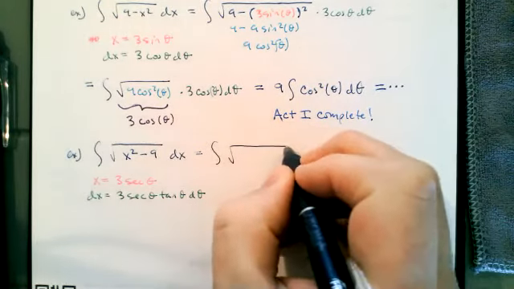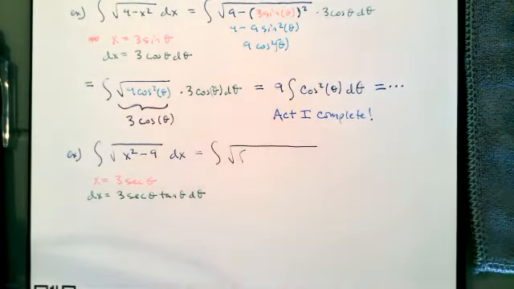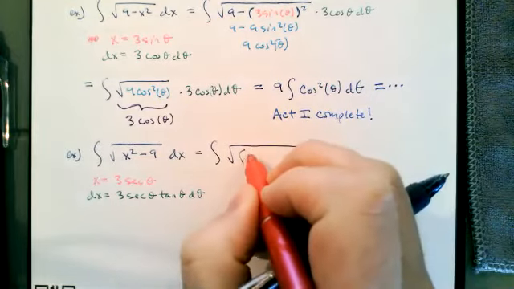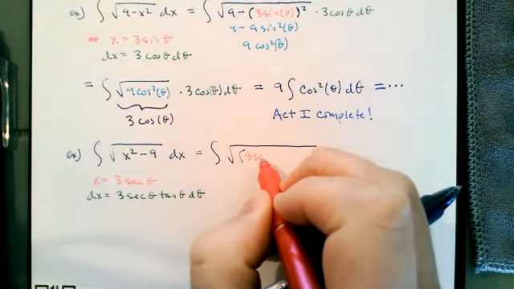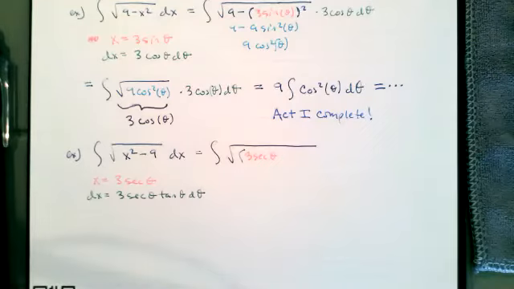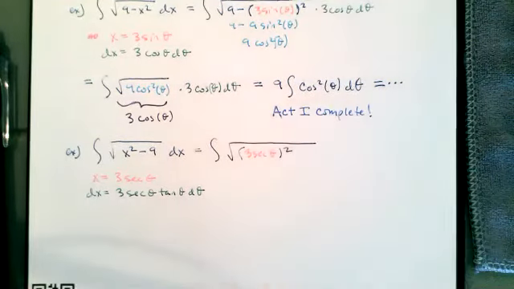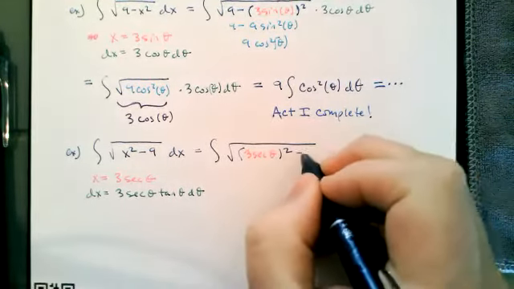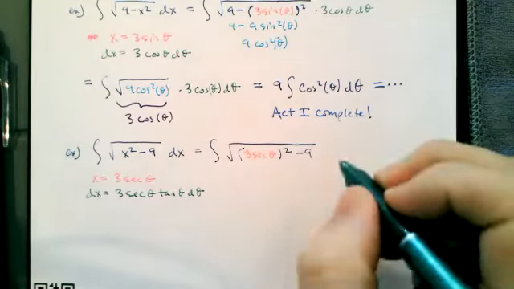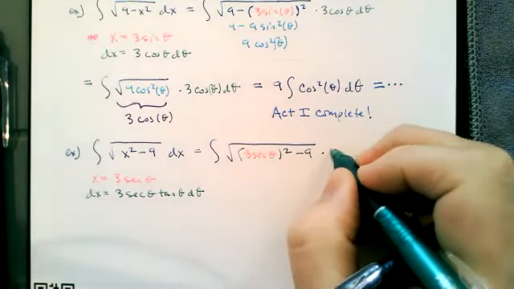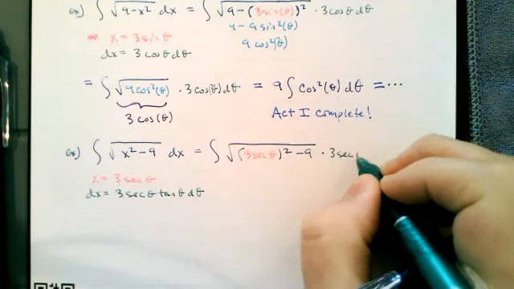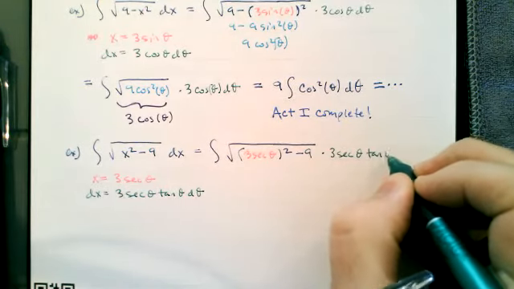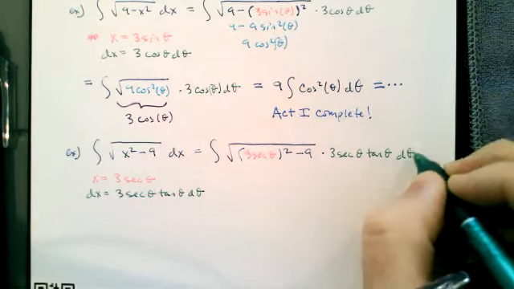This is going to be a square root of 3 secant theta squared minus 9. And then the dx gets replaced with 3 secant theta tangent theta d theta.